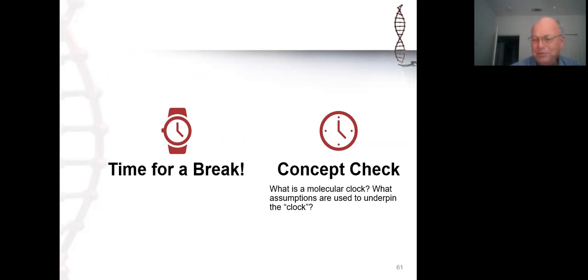So these are some of the assumptions that underpin the clock. There are probably a couple of others that I can't recall right now, but these are the major assumptions that are involved in underpinning the clock and allowing us to use it as a way of measuring divergence points in geological time when we have no evidence from the fossil record. And you'll see that we actually do rely on this as we move through the rest of the semester.